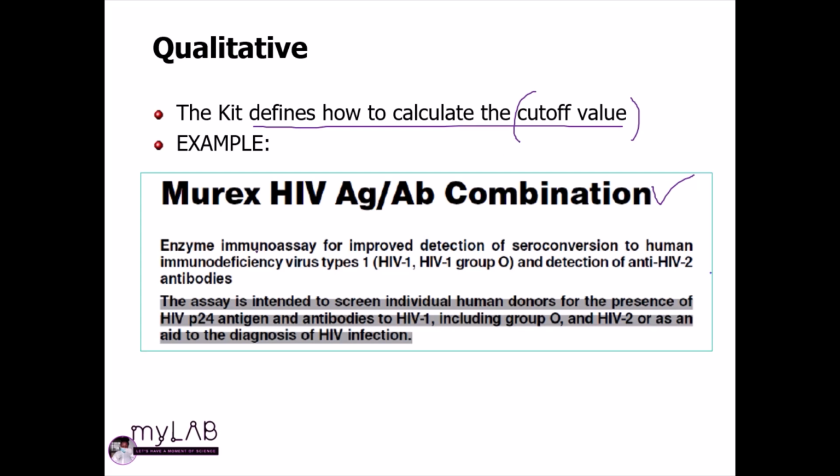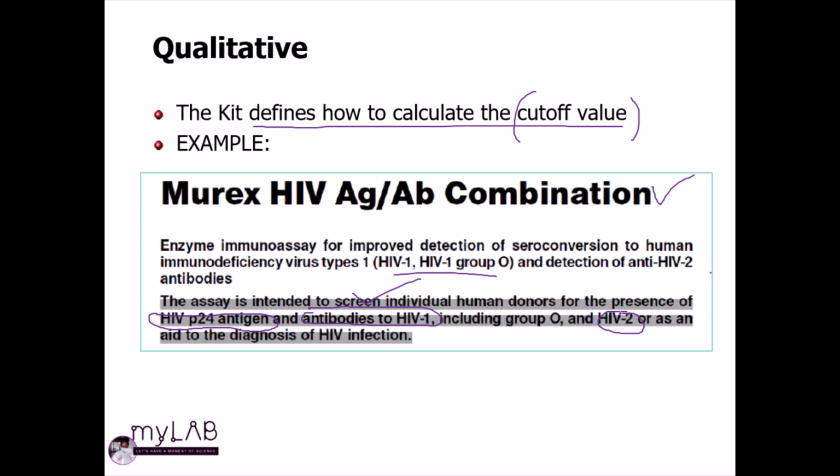So the Murex is an enzyme immunoassay for improved detection of seroconversion in human immunodeficiency virus type 1, and the detection of anti-HIV2 antibodies. This assay is supposed to screen individual human donors for the presence of the P24 antigen, and then antibodies against HIV1 and antibodies against HIV2.